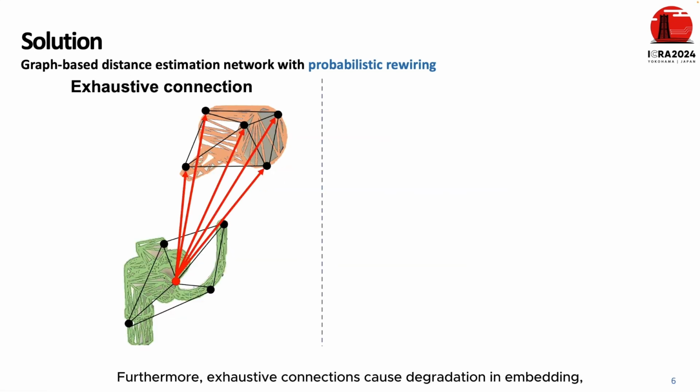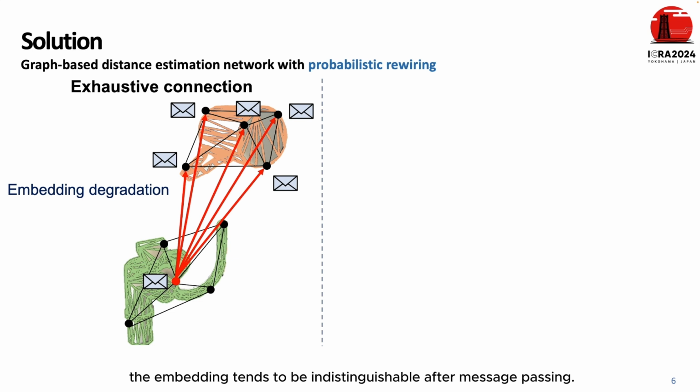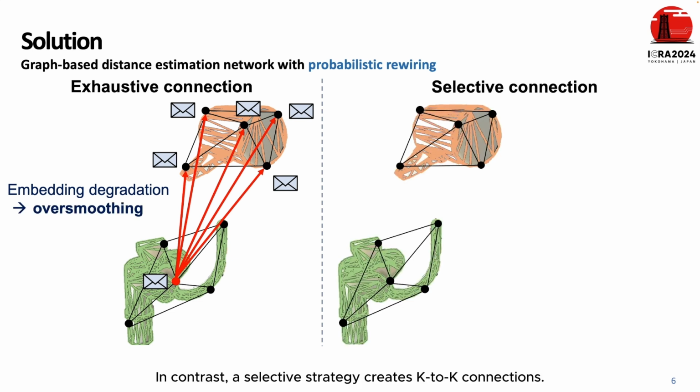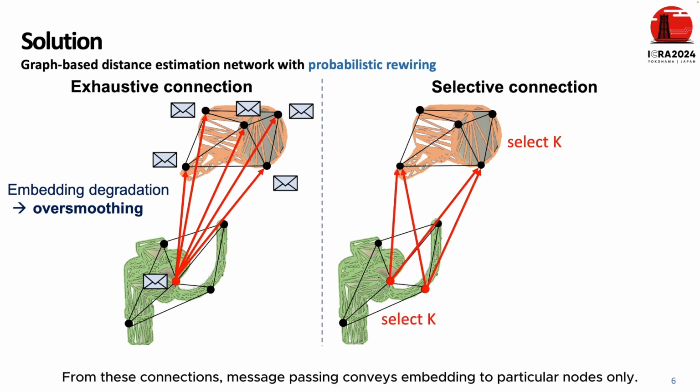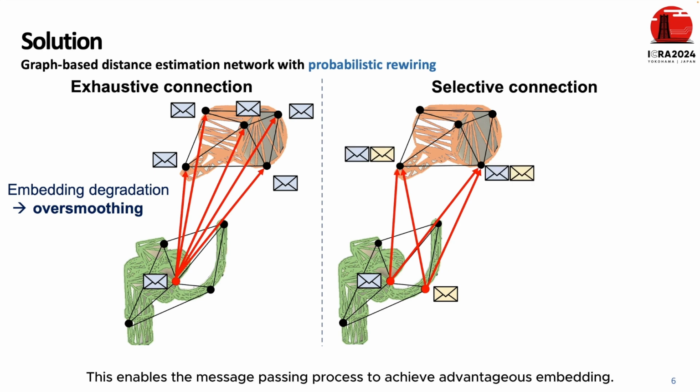Furthermore, exhaustive connections cause degradation in embedding, which means that as it passes the same message to the counterpart nodes, the embedding tends to be indistinguishable after message passing. In contrast, a selective strategy creates K-to-K connections. From these connections, message passing conveys embedding to particular nodes only. This enables the message passing process to achieve advantageous embedding.